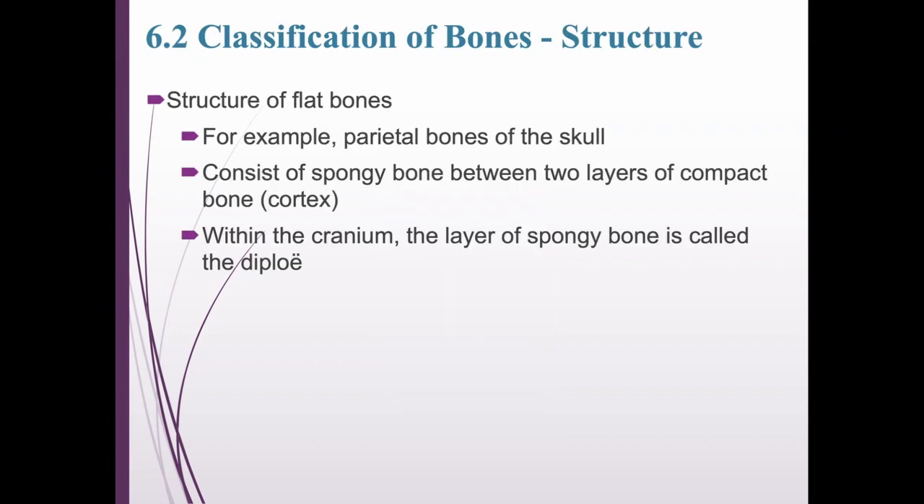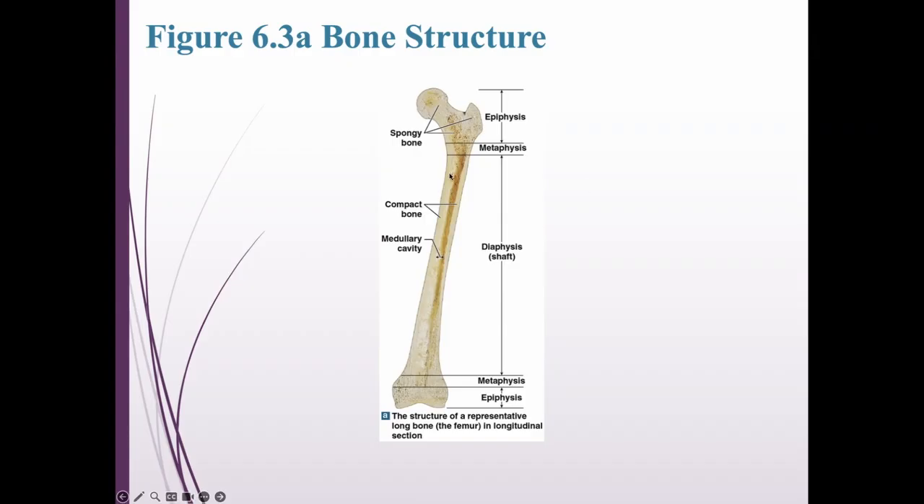So when it comes to the structure of the flat bones, your skull bones are a perfect example of flat bones. The flat bones are going to consist of spongy bone between two layers of compact bone. So let me back it up a little bit. Let me tell you about this. The thing about compact bone, it is very, very strong, extremely strong. But you don't want the entire bone structure so strong and rigid that the bone could snap.